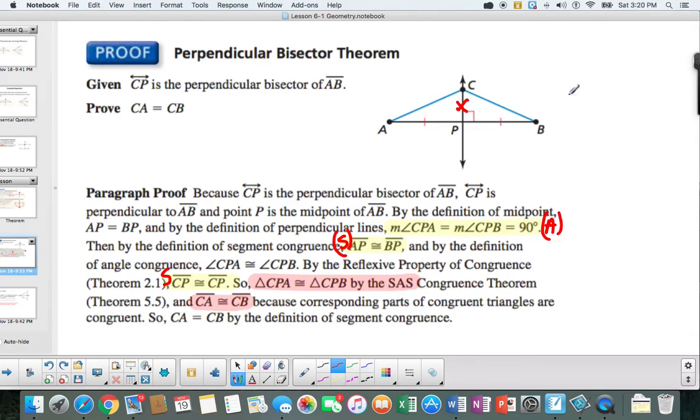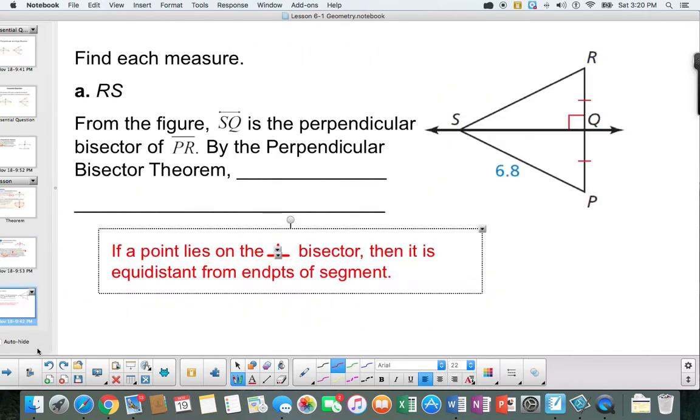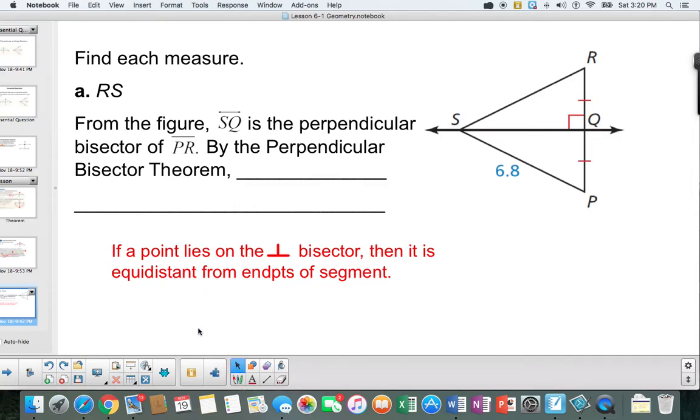Once the triangles are congruent, then we can say by corresponding parts that CA is congruent to CB. And when they're congruent, we know by definition of congruence that their distances are equal. All right, let's go ahead and utilize this in a problem.